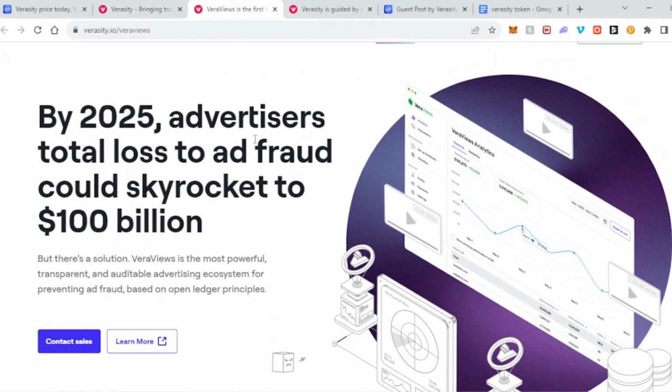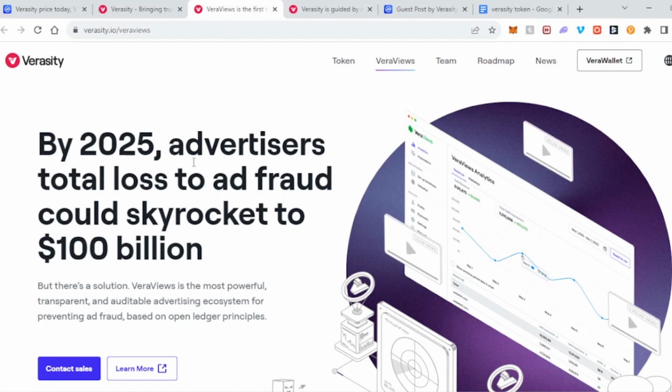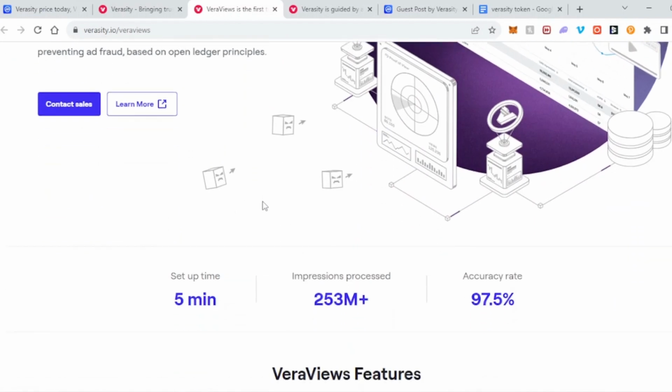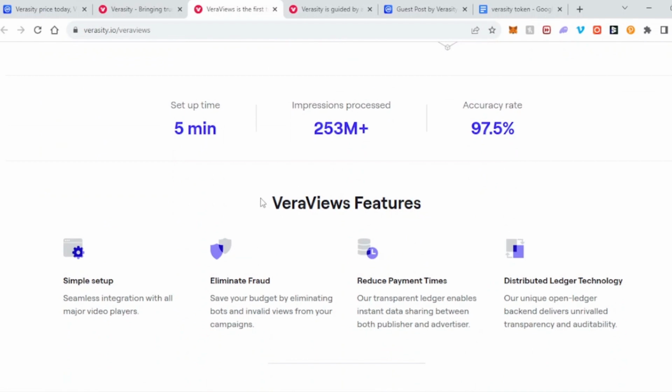it goes into a little bit more depth about Verasity here. You can see that by 2025, advertisers' total loss to ad fraud could skyrocket to around $100 billion. So they are solving a huge problem, like I said a second ago. I won't go too in depth about how Verasity works, as I want to talk a lot more about the tokenomics behind Verasity.